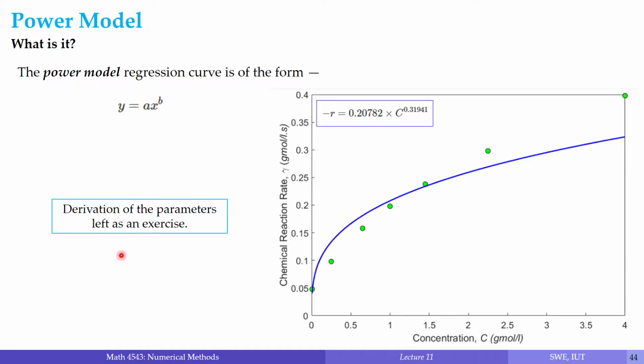Now that we have completed the logarithmic model, the power model is very easy compared to that. The power model looks something like this: y equals a times x to the power b, where a and b are the parameters of the model. Just like before, I'll leave the derivation as an exercise to you guys. I'll just provide a brief hint as to how the derivations might look. So let's go to our bamboo paper and see.